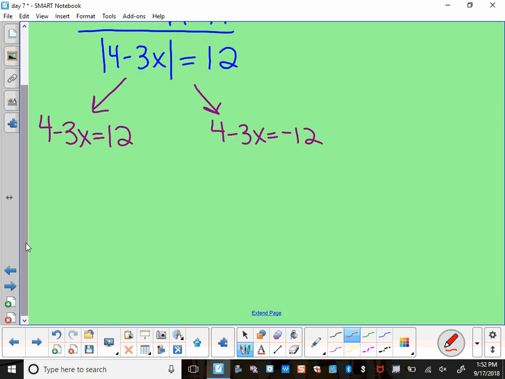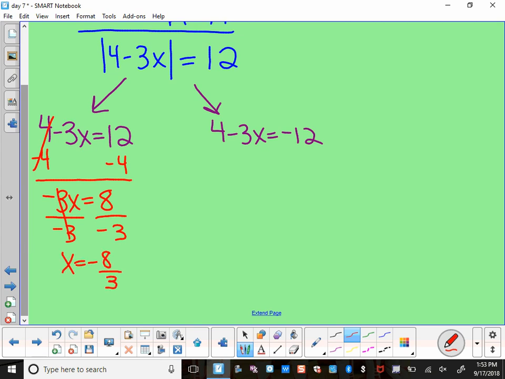Be careful here because most people forget with our sides. It looks a little weird. But we're going to subtract 4 from each side. We have negative 3x is equal to positive 8. We're going to divide by negative 3, divide by negative 3. x equals negative 8 over 3. You can put your negatives top, bottom, in front of, it doesn't matter.